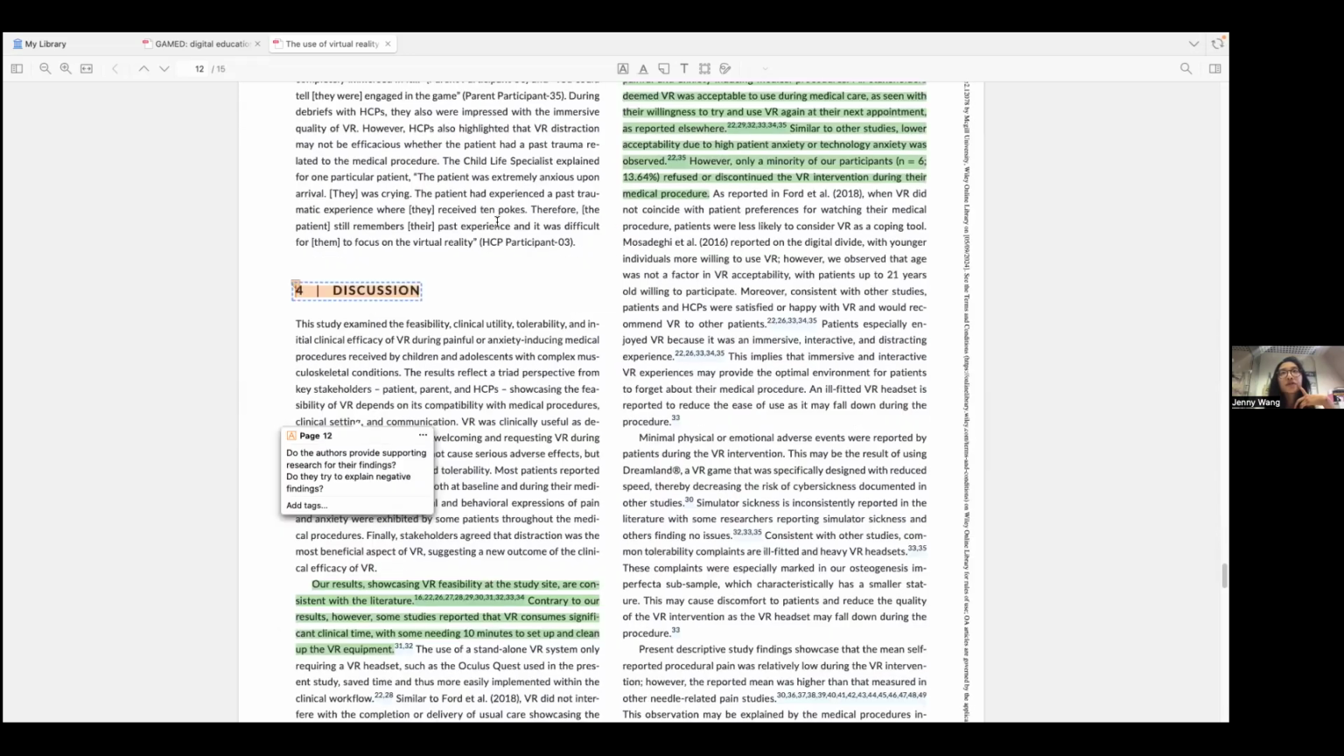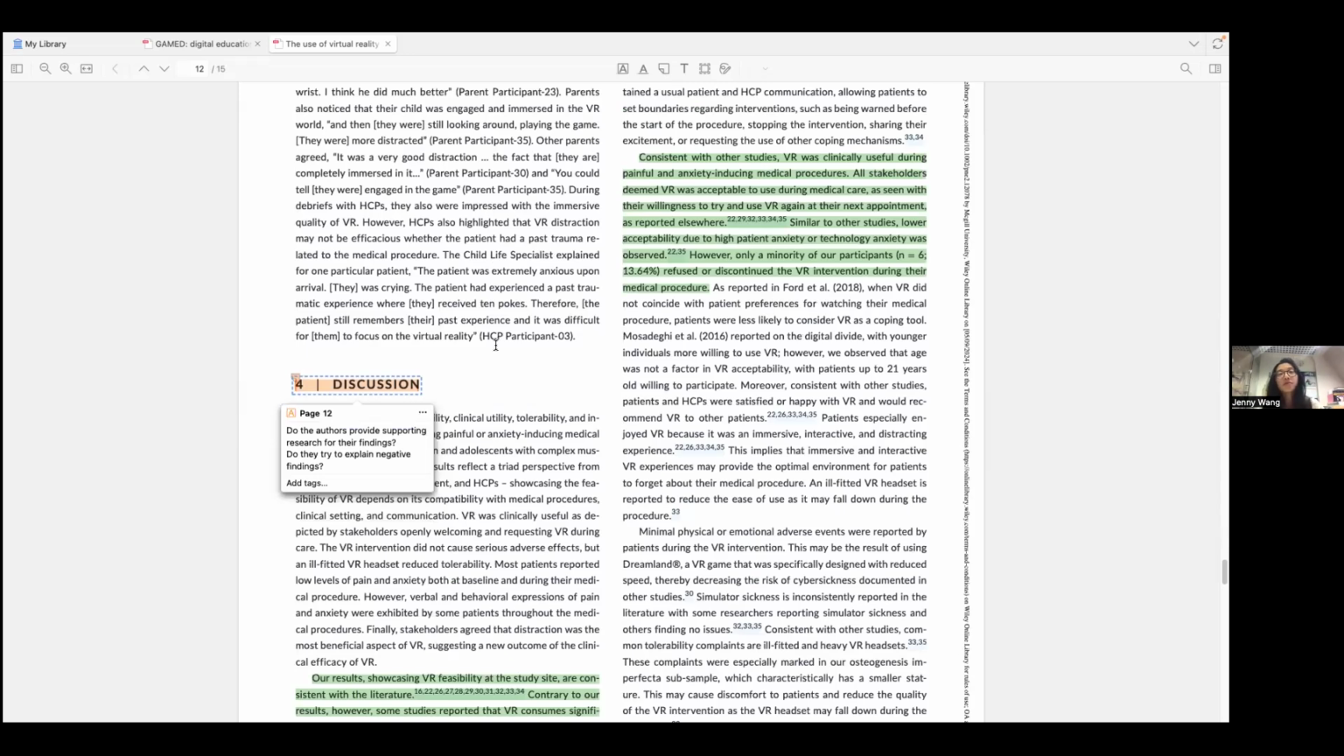Once you've read through the results, the discussion is also another important part because in the discussion, the authors really pull together all their findings and talk about what it means in the context of other research and what it means for their specific research aims. Here, they'll usually present supporting research or research that diverges from their findings.